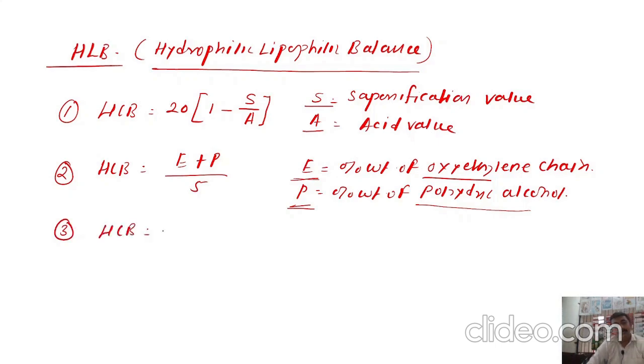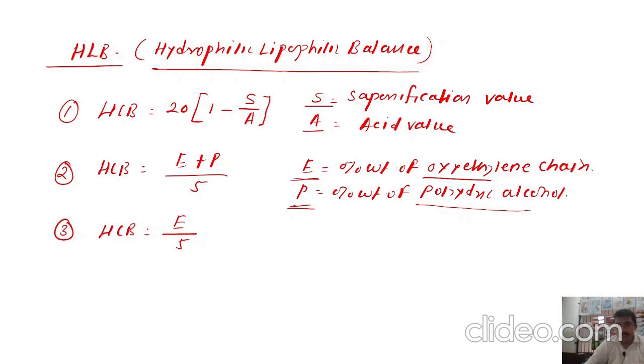Next, in addition to this, third equation is there. Based on this third equation, you can determine the HLB value without P value. So simple equation, E divided by 5. So again, what is meant by E? E means percent weight of oxyethylene chain. So these are three simple equations, and based on these equations, you can determine the HLB value.